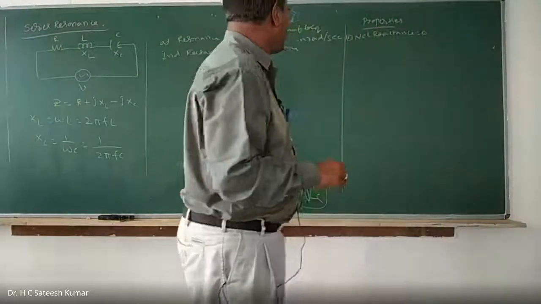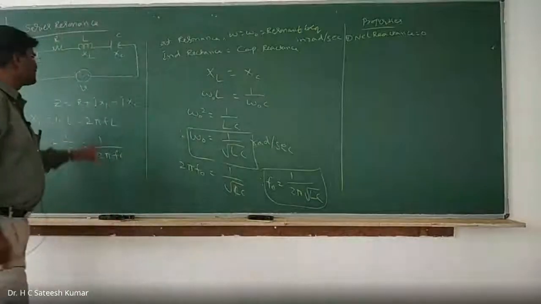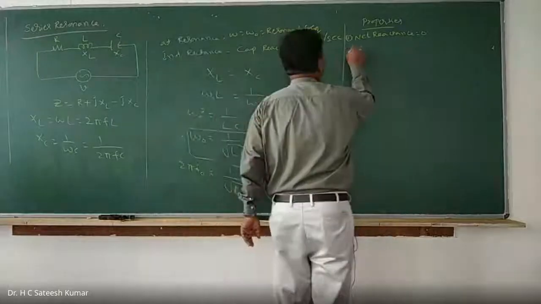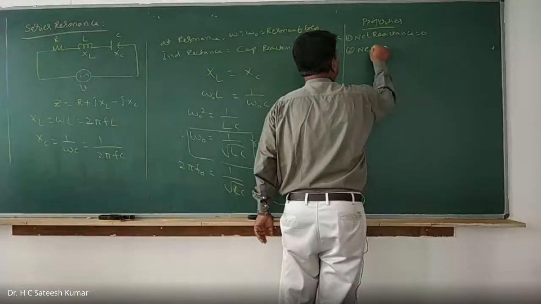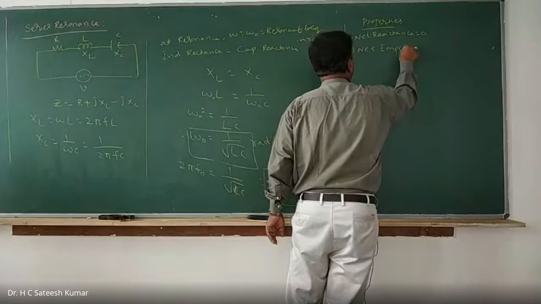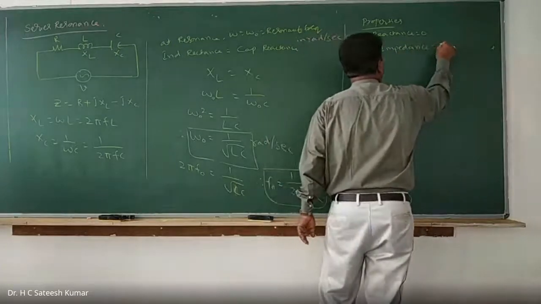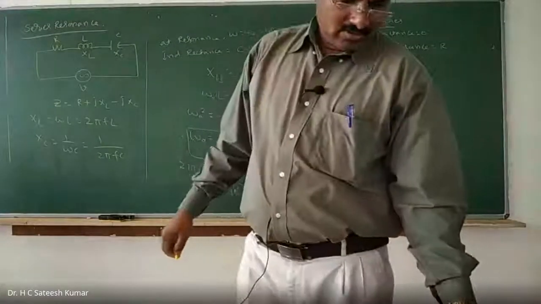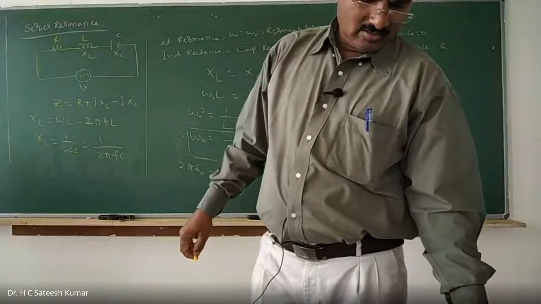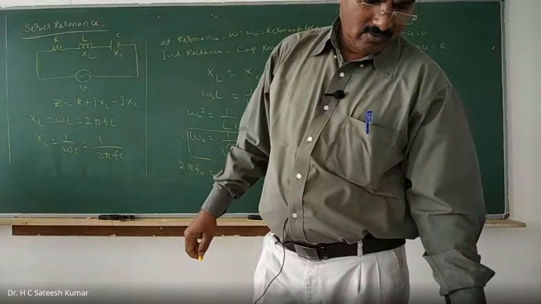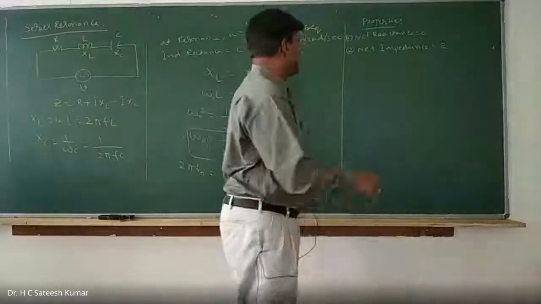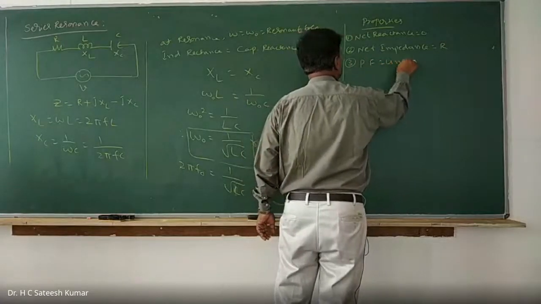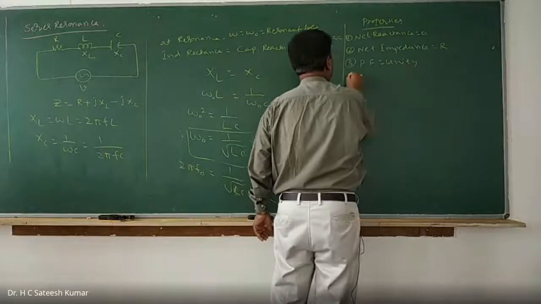Net impedance is what? Net reactance is 0, which means these two get cancelled. Second property, net impedance is equal to R, only resistance. Third one, power factor is unity. That is, power factor is 1.